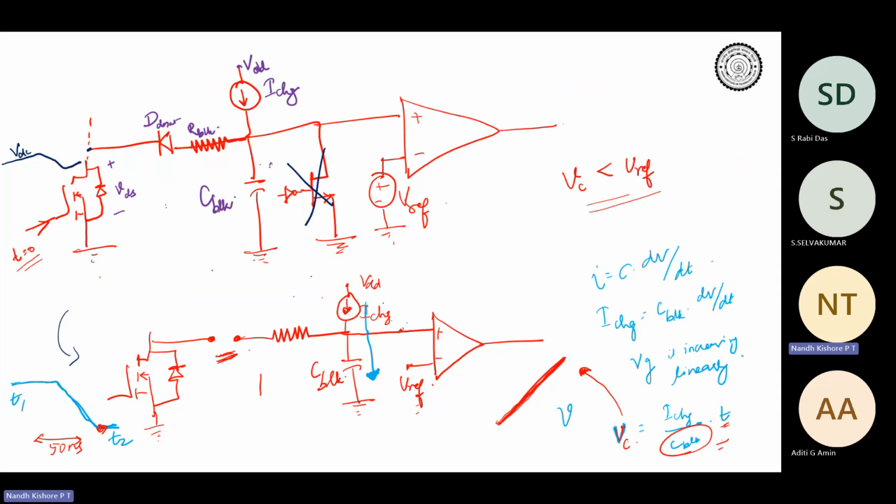For this blanking period, the circuitry is disabled, right? You cannot have this circuitry.